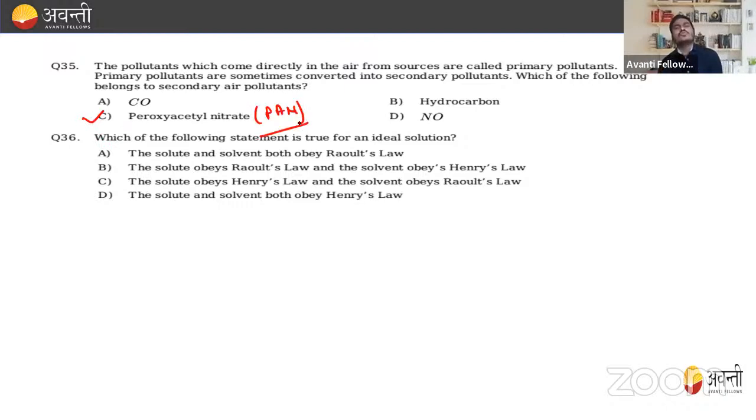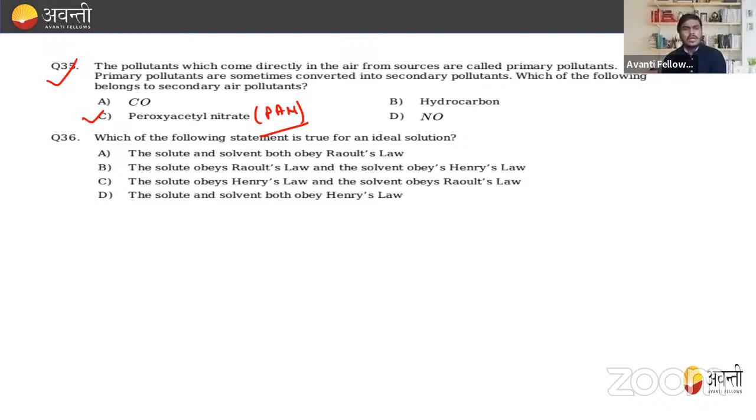So PAN belongs to the secondary pollutant, right? Secondary pollutant means what? When the primary pollutant is converted into a secondary pollutant. So PAN is a secondary pollutant. Just remember this word. PAN belongs to the category of secondary pollutant. So this is a very easy question and you easily did it, right?